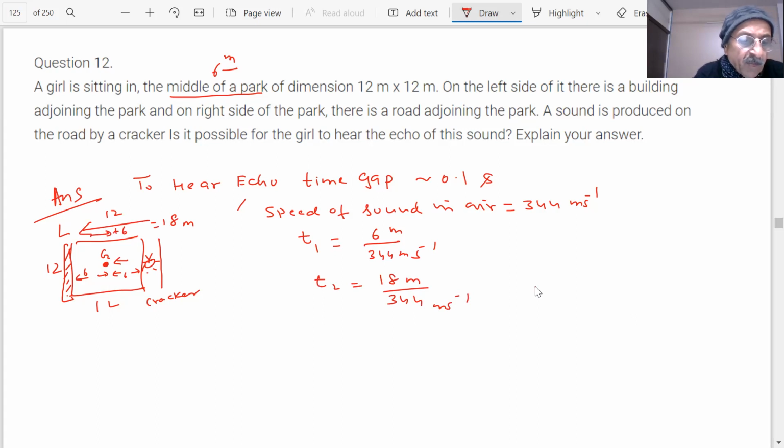Find the difference between the two. T2 minus T1. Find what is the value coming? Meter cancels meter, second. How much? 18 by 344 minus 6 by 344 second. What is the value coming?